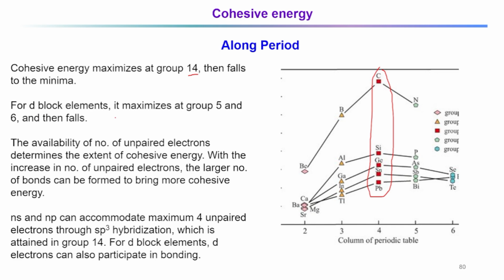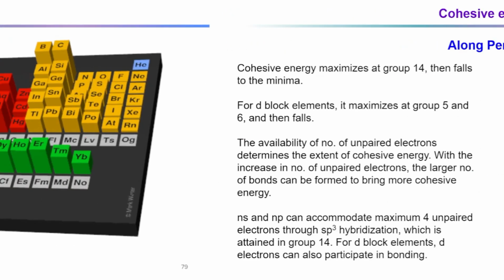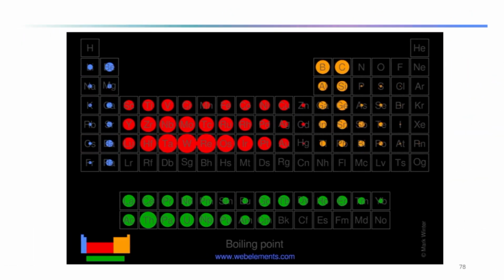For d block elements, this one is for the s and p orbital, sp elements. Whereas for the d block elements, it maximizes at group 5 and 6, and then falls. So I will go back and show you again. See this boiling point data. From here you can see these d block elements are increasing first in cohesive energy, then decreasing, right?